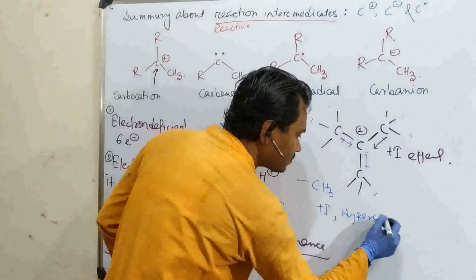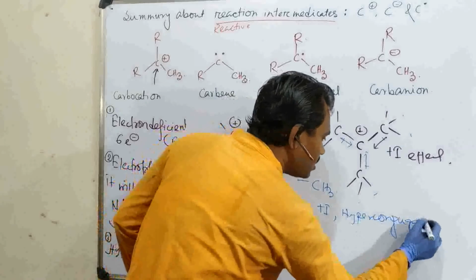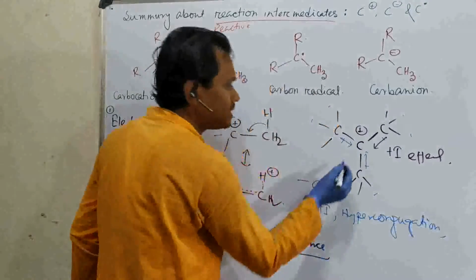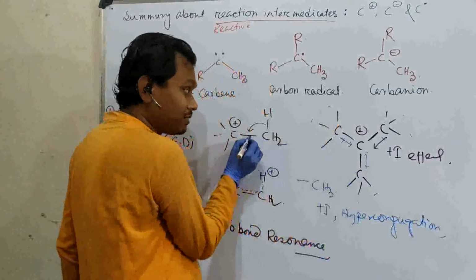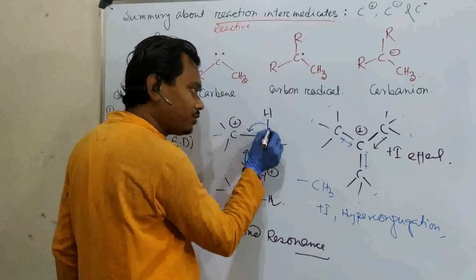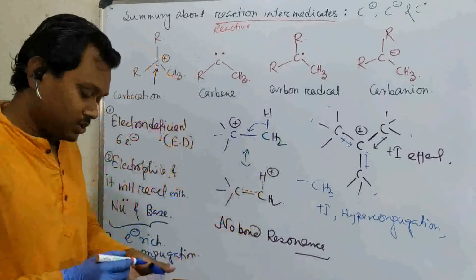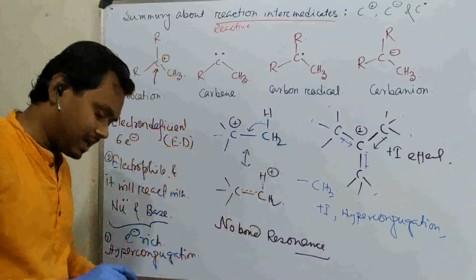How? See, plus I effect means through the sigma bond, this bond will work, but hyperconjugation means this bond will weaken and work. Okay, so please keep this in mind, it is helpful.